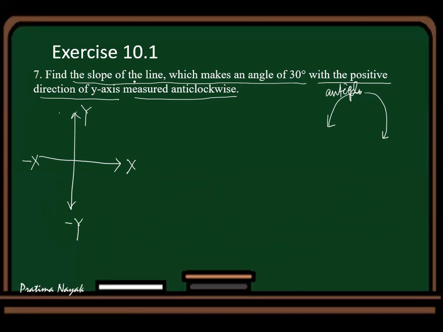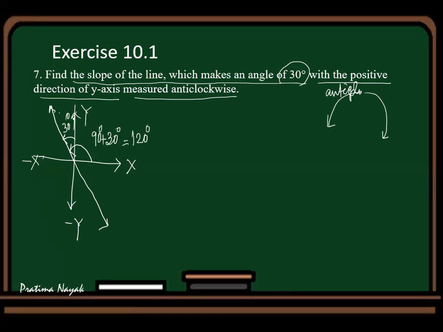Here the line makes 30 degree with positive direction of y-axis. With the positive direction it makes 30 degree anti-clockwise. So this is the line. So how much is it making with positive x-axis? It will be 90 plus 30. It will be 120 degree.